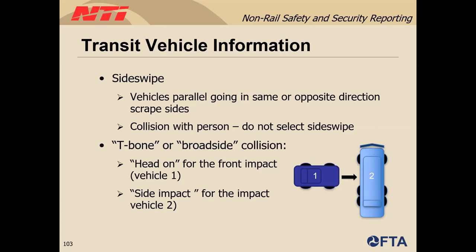Instead, use side impact. When reporting a T-bone or broadside collision, one vehicle is reported as head-on, and the other vehicle is reported as side impact. So in the diagram, vehicle number one, the other motor vehicle, would be reported as head-on, and the transit vehicle, number two, would be reported as side impact.